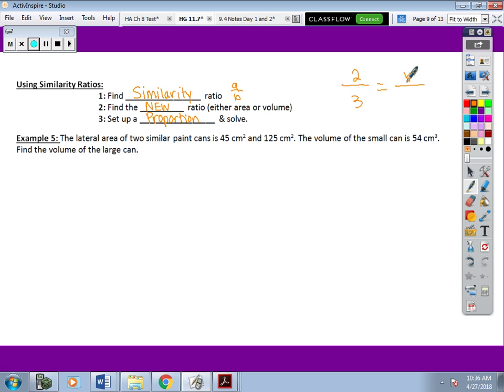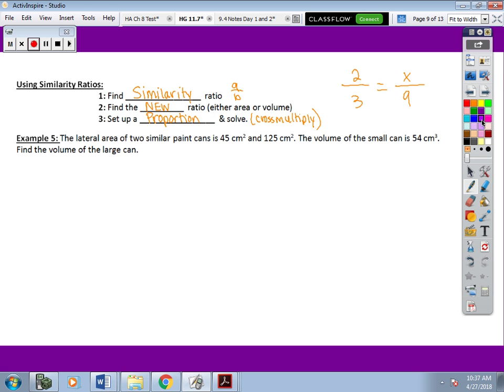Cross multiply. A lot of you on your Chapter 10 quiz just went straight to step 3, wrote a proportion, cross multiplied, and solved, and you were 100% wrong. Okay, problems will not be that simple in the back. You have to do some work.